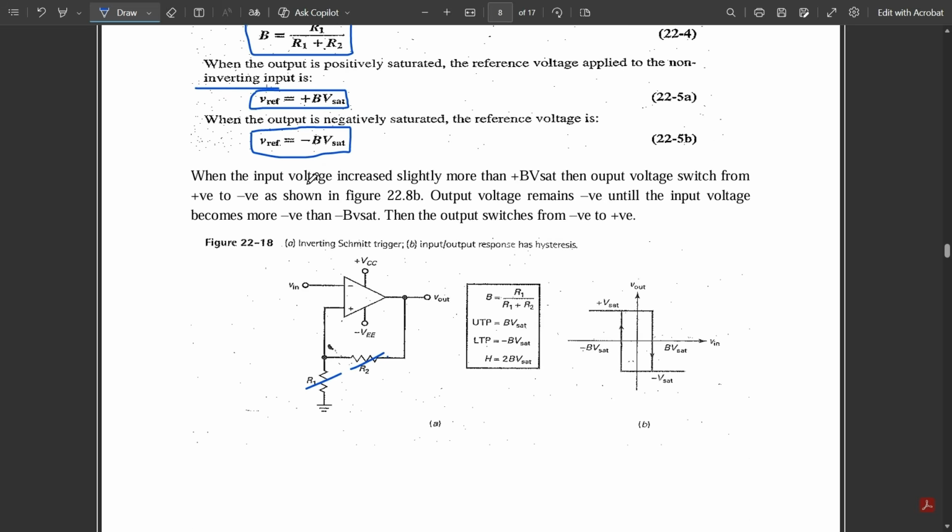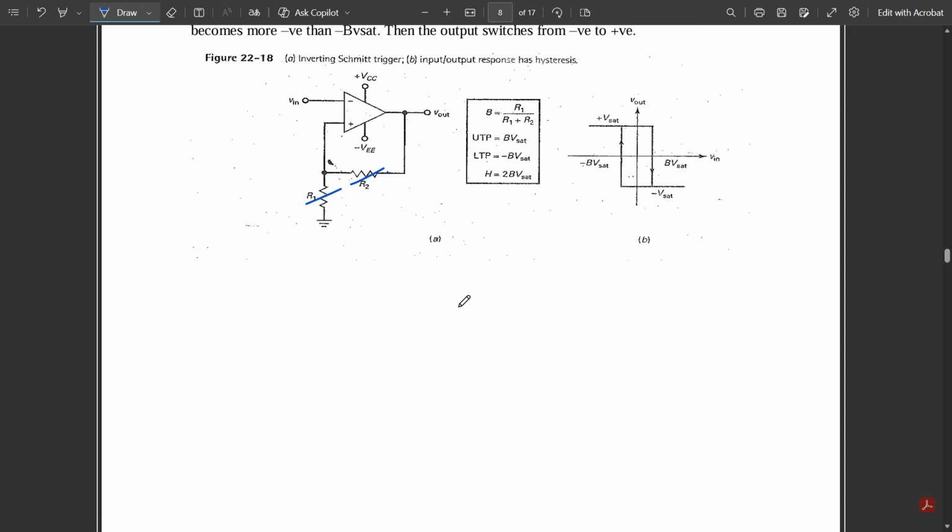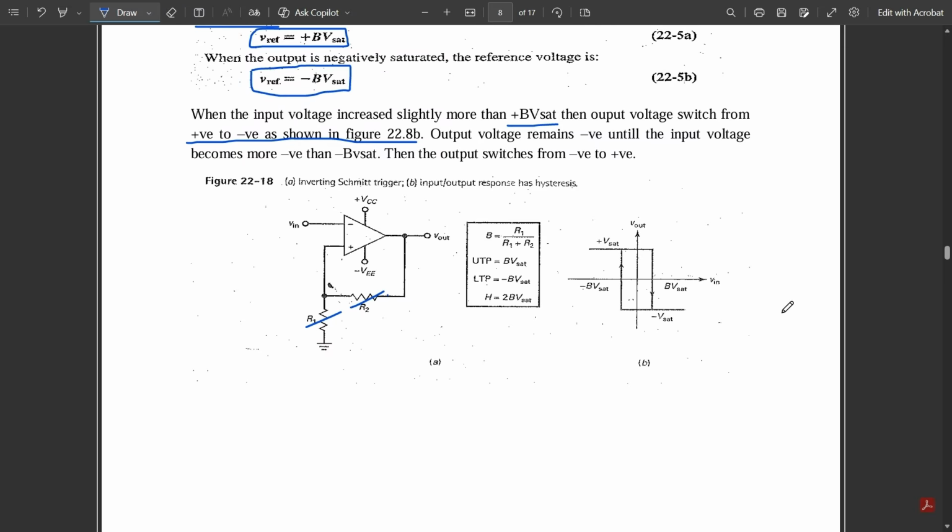But when the input voltage is increased slightly more than plus beta V saturation, the output voltage switches from positive to negative, as shown in the figure. Okay, so this is that figure here. And this complete curve which we obtained, this plot here, is called the hysteresis plot. This is very important with respect to the Schmitt trigger circuit. You need to note it down very thoroughly.